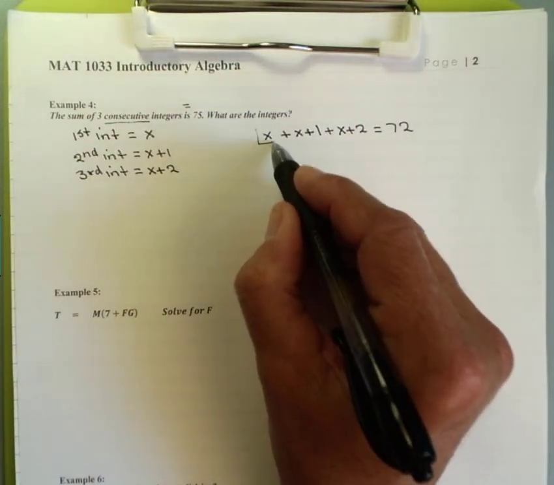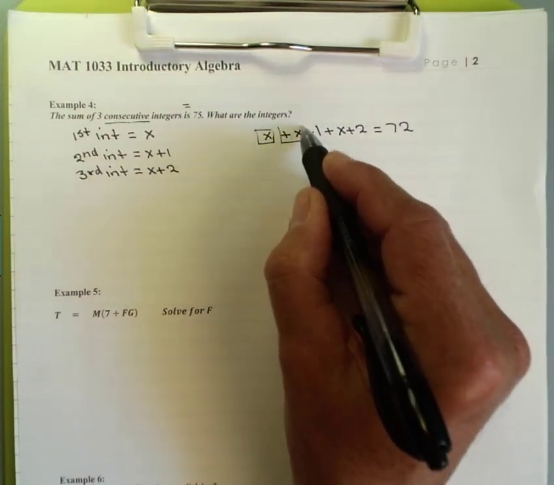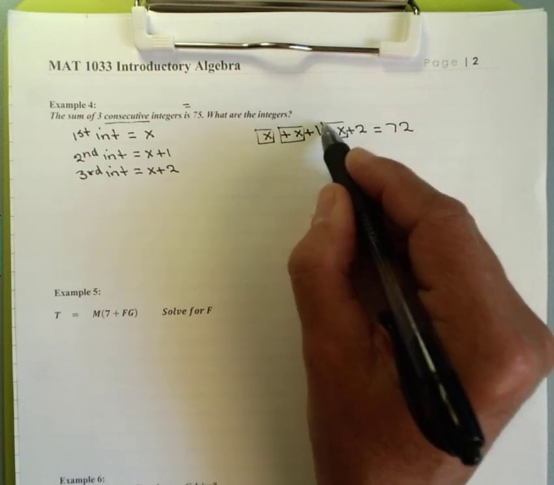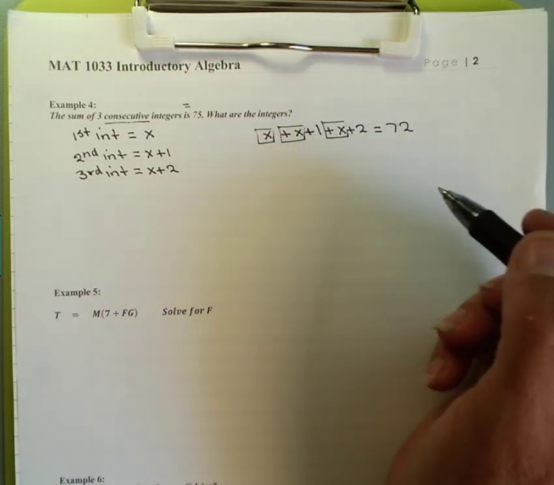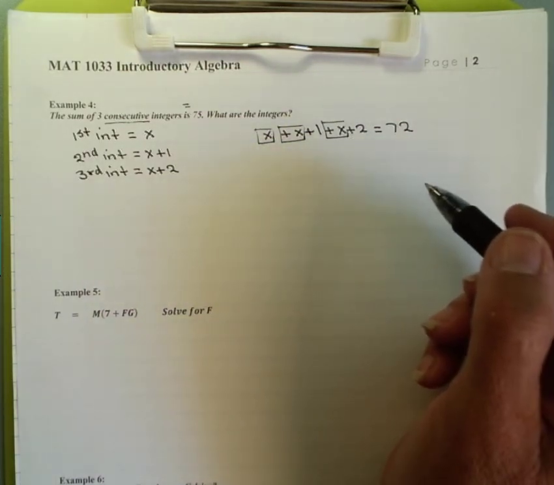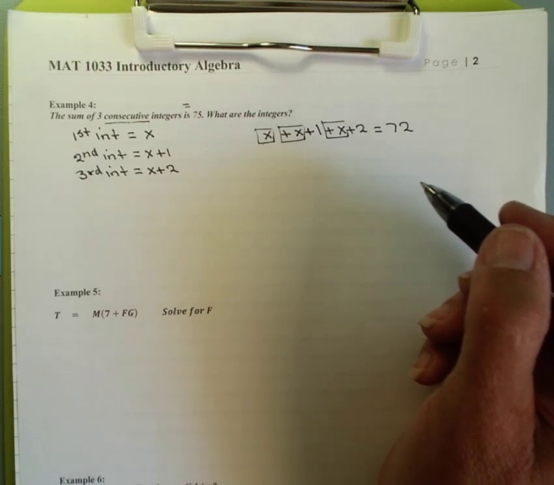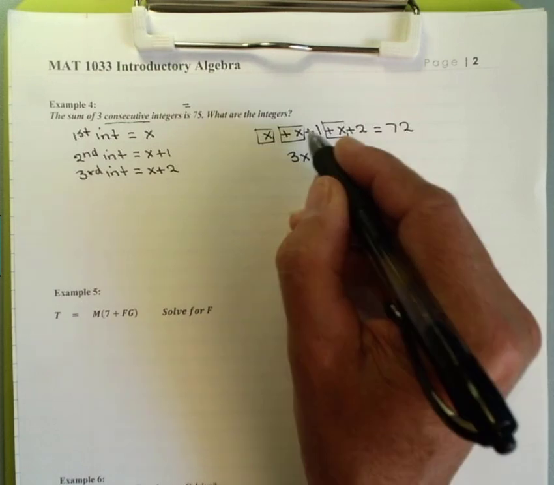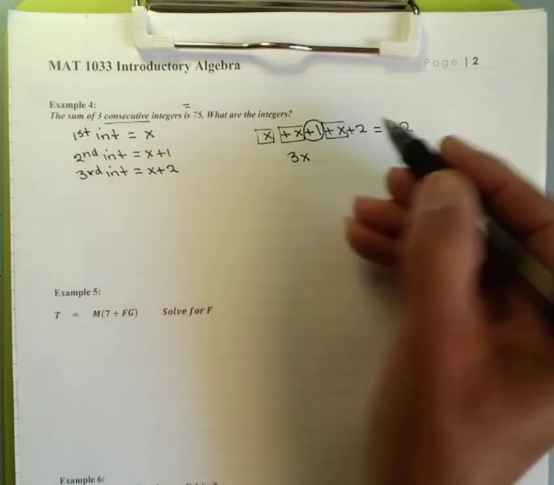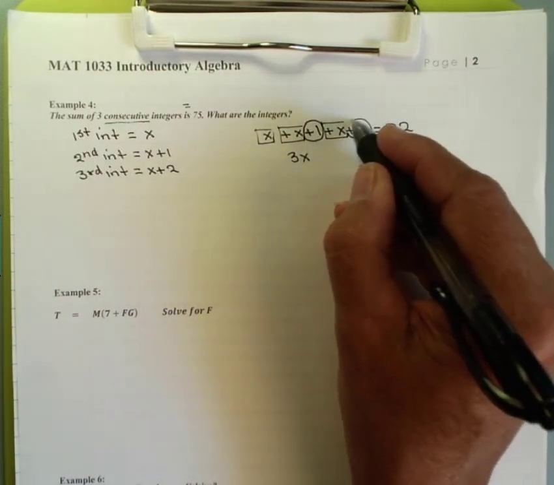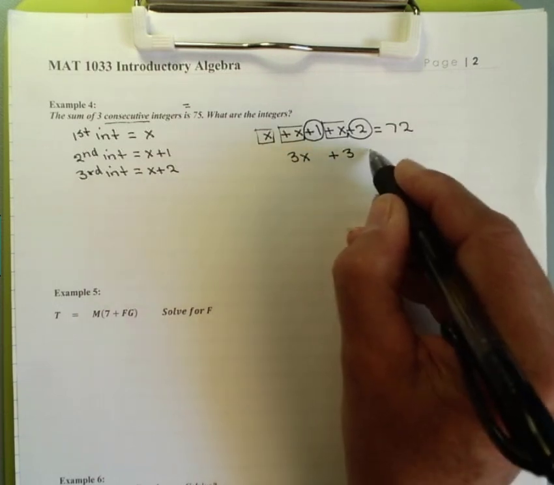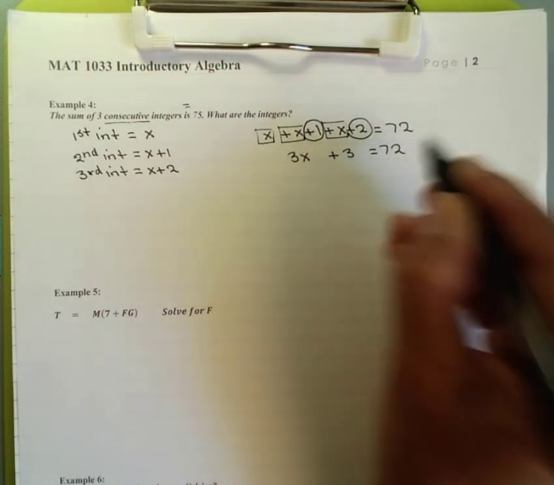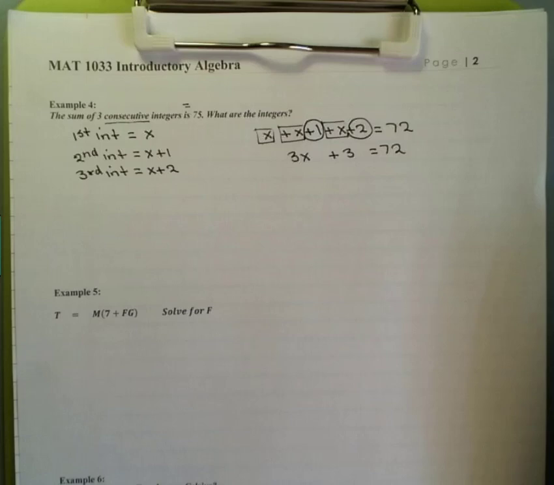I can now look at it and say, well, I have 1x, and there's a second x, and there's a third x. When there's no coefficient in front of my variable, it's a 1, isn't it? So I've got 3 x's. And then the numeric terms, I've got 1 plus 2, so that's plus 3. And this is all equal to 72. This is looking like something easy to solve.